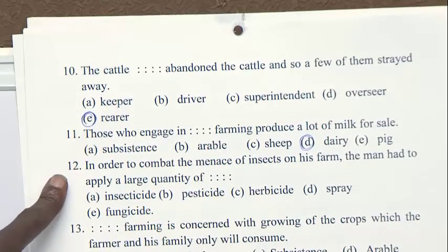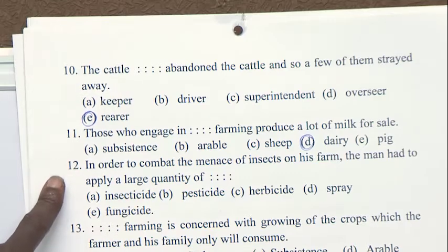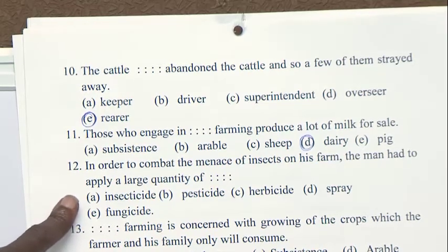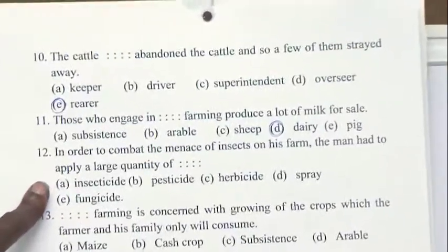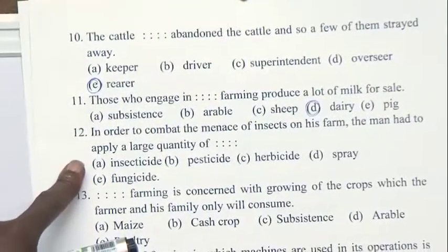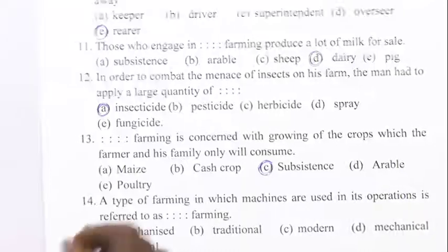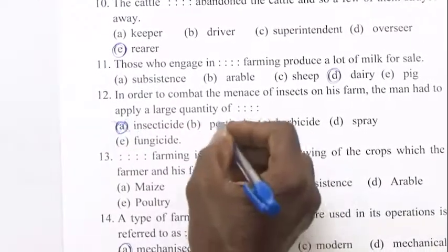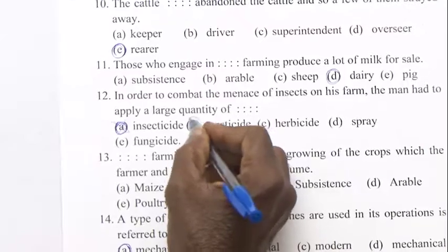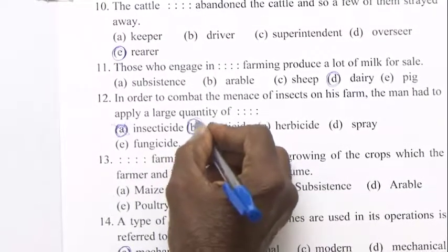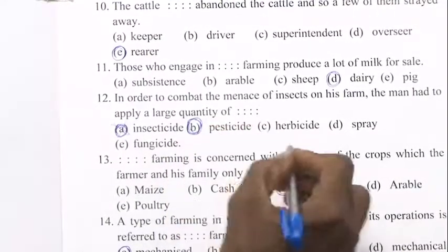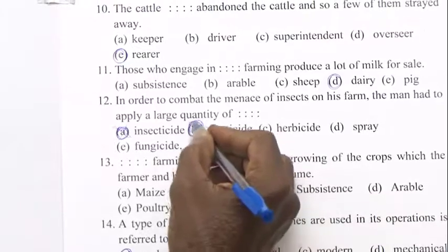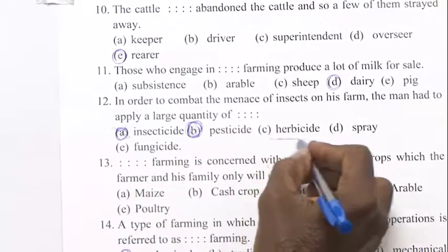In order to combat the menace of insects on this farm, the man had to apply a large quantity of what? What does he do to combat insects on the farm? Instead of insecticide, right? Many people will choose insecticide, but on farms we talk about pests, and therefore pesticide will be the right answer in that area. Pesticide.